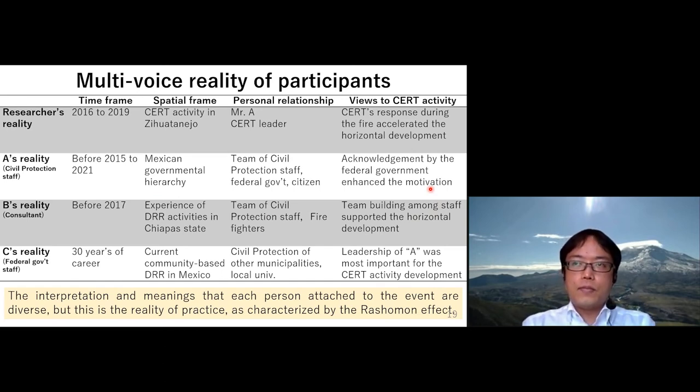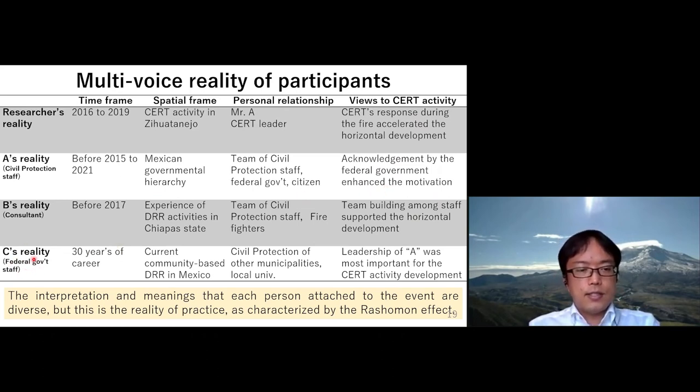And if he made his own ethnographic films, maybe he would emphasize this aspect of the acknowledgement by the federal government. So this is his reality. So actually the motivations I thought and the motivations he had were different, but both of them actually represent the reality of this action research.